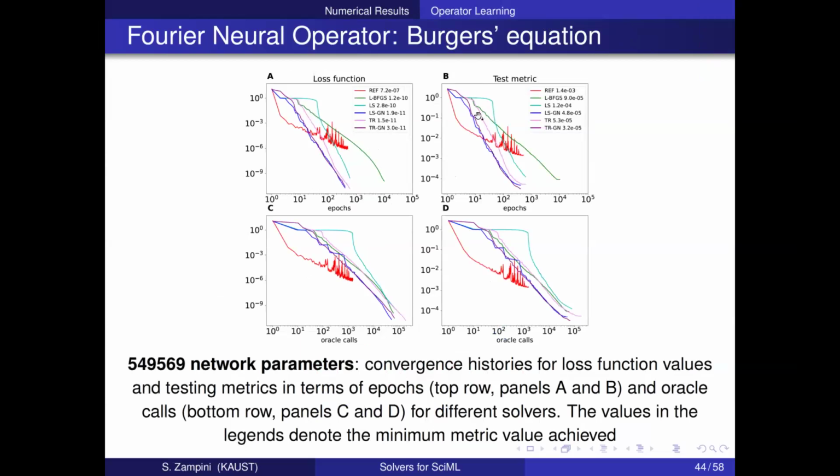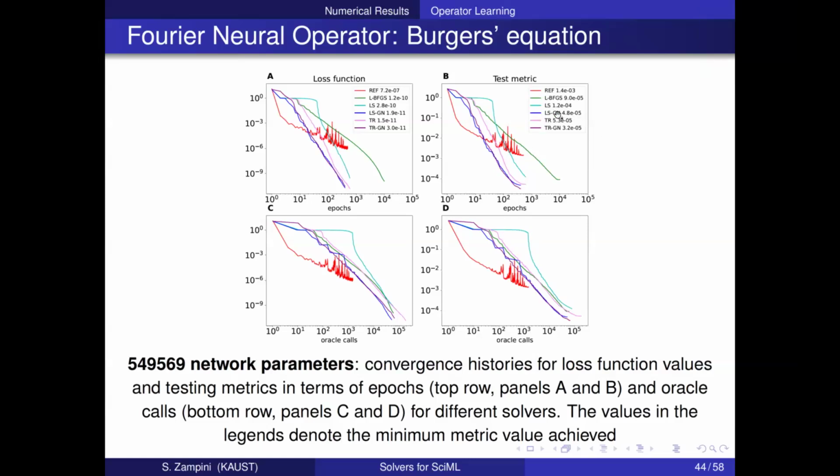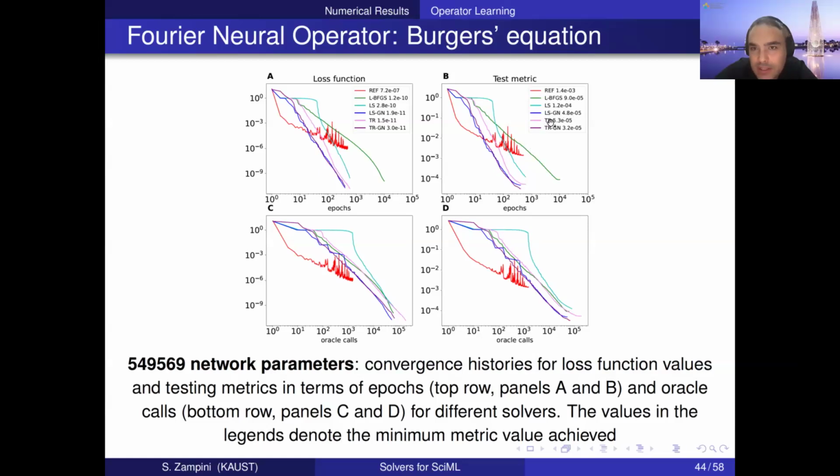I just want to know what the rest is. LBFGS is BFGS. Sure. LS is inexact Newton. LSGN is inexact Newton with Gauss-Newton approximation. Trust region is trust region, and TR is trust region with Gauss-Newton approximation. So this is trust region with full Hessian, and this is inexact Newton with full Hessian. So here the Hessian is indefinite. Okay, so these are the different ones.